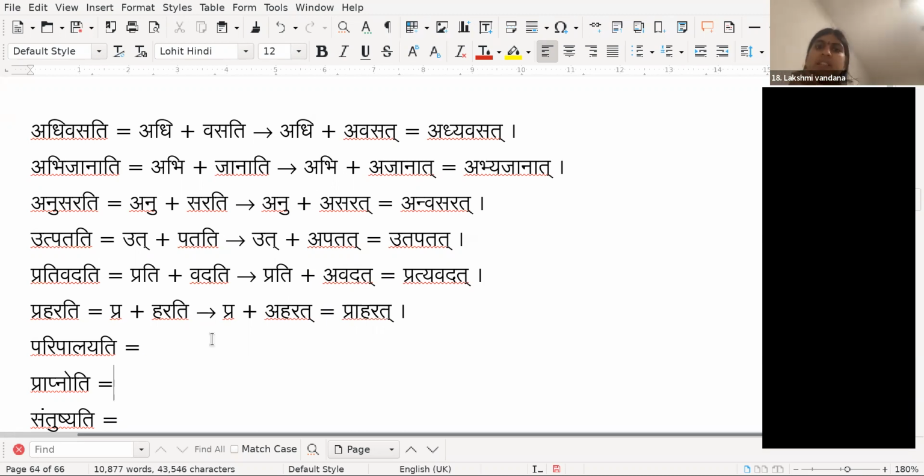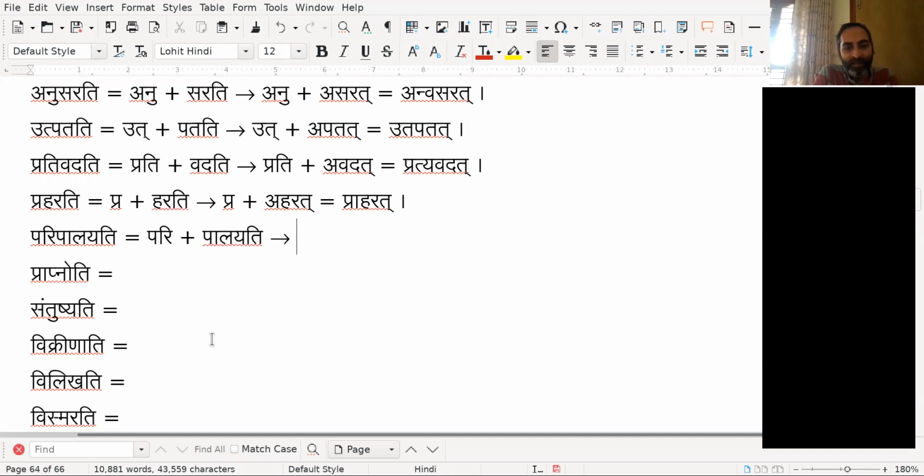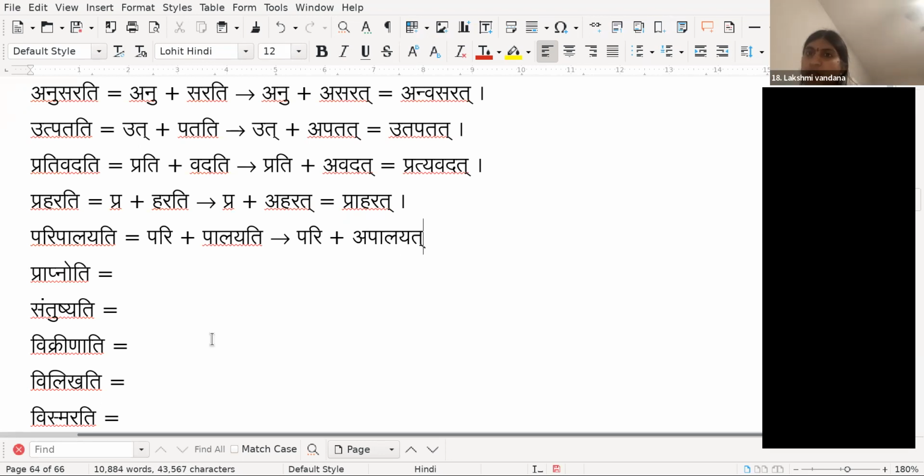Paripalayati. Pari plus palayati. Pari plus apalayat. Apalayat. Apalayati. Pari plus apalayat. Paryapalayat.